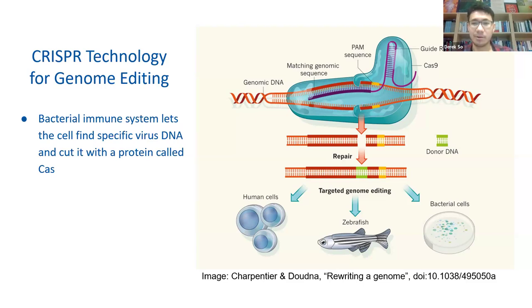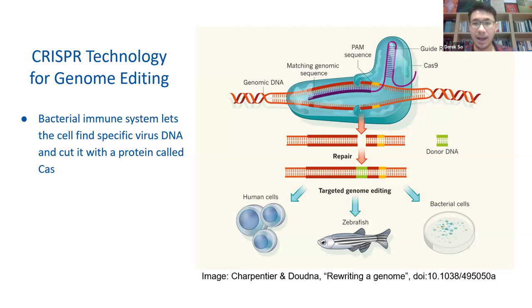Basically, bacteria can retain samples of virus DNA. When they're infected by the same virus in the future, they can make a copy of the sample that matches onto the invader's DNA and brings along a protein called Cas that can cut the DNA from the virus and prevent the infection. What Jennifer Doudna and Emmanuel Charpentier discovered in 2012 was how to create a new thing called a guide RNA that directs the cutting protein to whatever DNA you choose.